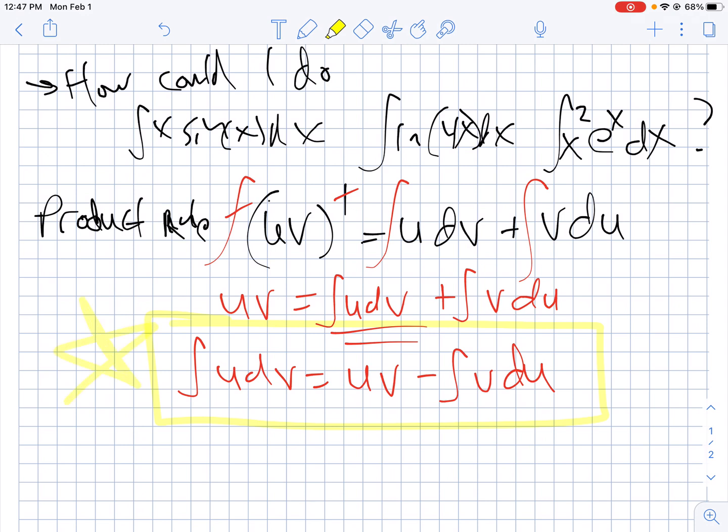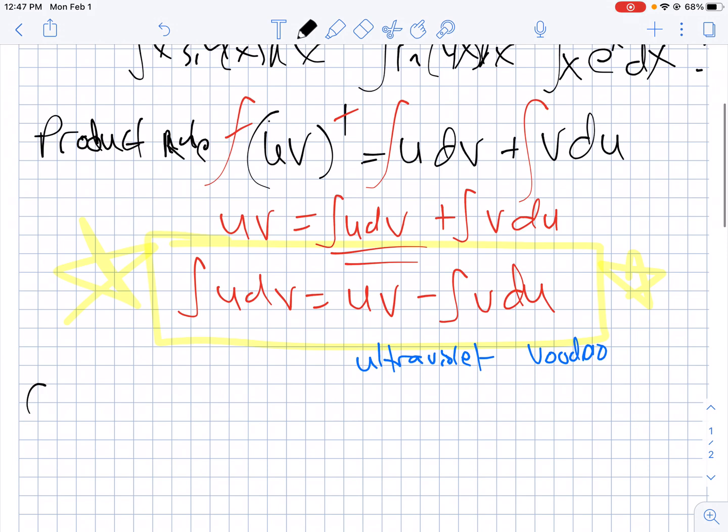Put a big star by this in your notes. This is the formula we're going to plug and chug in. And the way that I remember this formula is you're basically doing the ultraviolet voodoo. It's like a special dance, and that's how you can help yourself remember this formula. Okay, this is a very powerful tool. Other than u-sub, this is probably the most common integration strategy that you'll use on challenging integrals. So let's go through and use some examples.